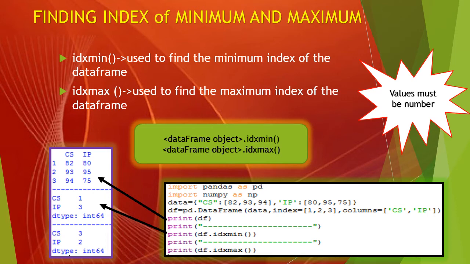Likewise, for the maximum index, the CS maximum value is 94, so the corresponding index 3 is printed. And the IP column's maximum value is 95, so the corresponding index 2 is displayed.